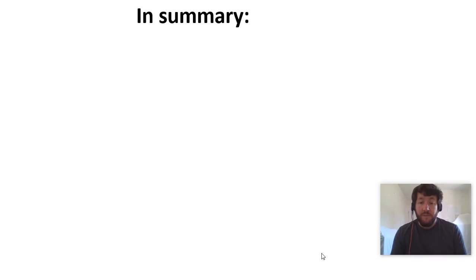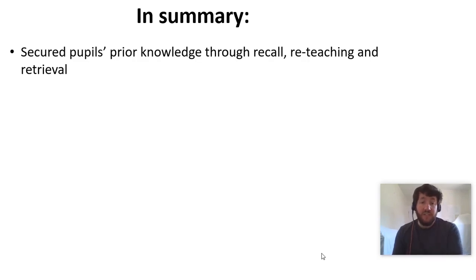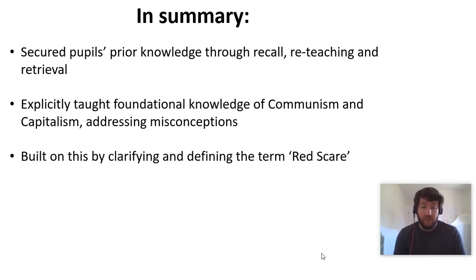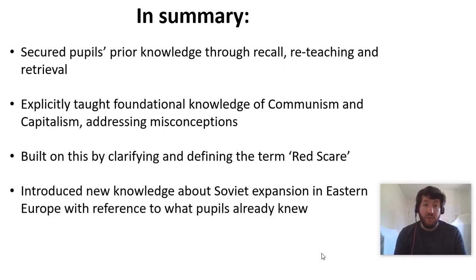To sum up, I secured the knowledge that pupils had previously learned about World War II by checking their recall of key facts and dates about the conflict, reteaching as necessary, and then testing this. I also explicitly taught the key features of and differences between capitalism and communism, addressing some potential misconceptions. I then built on this foundational knowledge by clarifying and defining the term Red Scare, and then introduced new knowledge in reference to what pupils already knew about the Soviet role in World War II to show how they expanded in Eastern Europe.